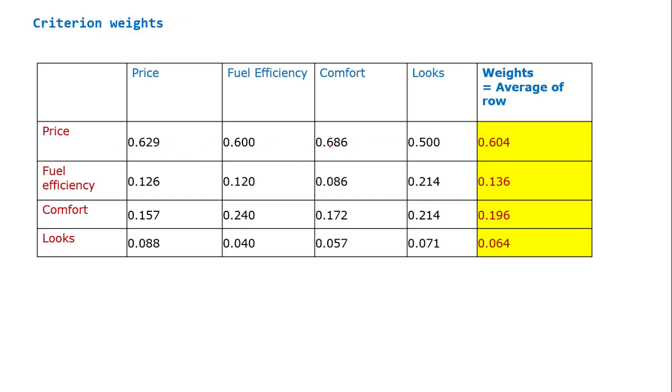So this plus this plus this, this plus this plus this, all divided by how many? 4. 4 criteria are there. So divided by 4, I will get 0.604. Similarly, this plus this plus this plus this divided by 4. So these are weights. So weights are calculated. This is the first part of AHP done.